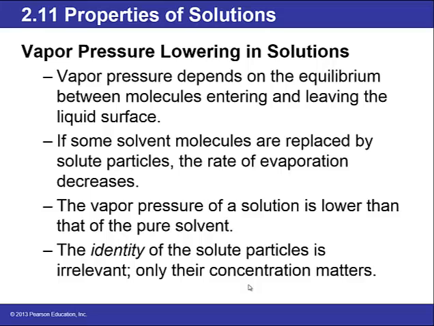So our vapor pressure depends on the equilibrium between the molecules entering and leaving the liquid surface. So if some solvent molecules are replaced by the solute particles, the rate of evaporation is going to decrease. So it's more difficult for evaporation to occur if you have more particles dissolved in the solution. That's why the vapor pressure of the solution is lower than that of the pure solvent. So it doesn't really matter what the identity of the solute particles is. That's irrelevant. Only the concentration matters, only the number of dissolved particles.